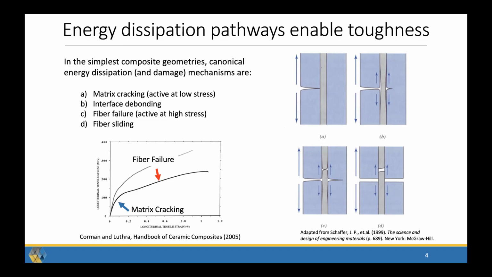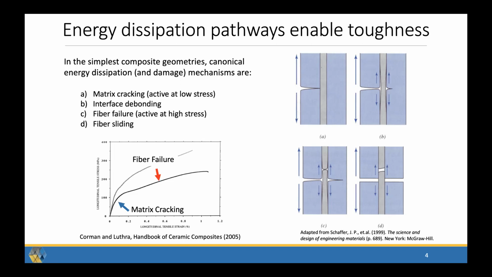And so what you'll see, and this is known from many studies and not necessarily with acoustic emission, is a lot of matrix cracking that's active at low stress. So the composite starts to crack through its matrix. You'll see interface debonding and fiber sliding throughout, which are kind of secondary mechanisms. And then you'll see a lot of fiber failure, which is active at high stress.